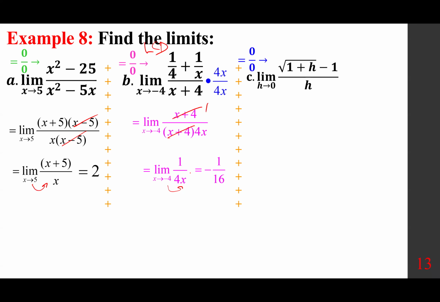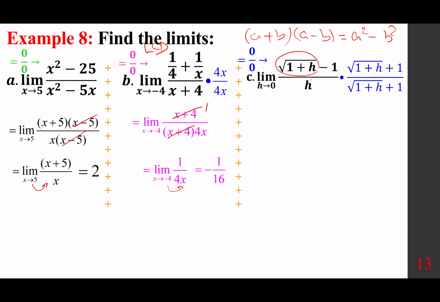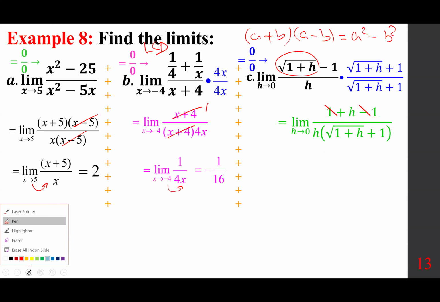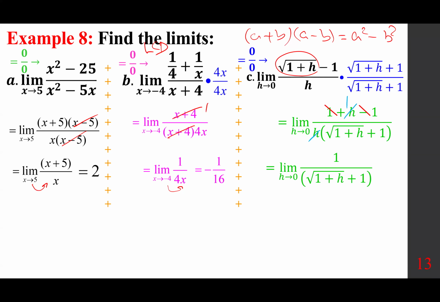This one also 0 over 0. The technique is the conjugate, multiply by the conjugate, because the conjugate of a plus b is a minus b. Their product is a squared minus b squared. So when you multiply, this gets squared up and comes out. Minus 1 squared, which is 1. 1 and minus 1 cancel each other. H and H cancel each other. This is what we get. And if you plug in, you get 1/2. So it's very straightforward, everybody.